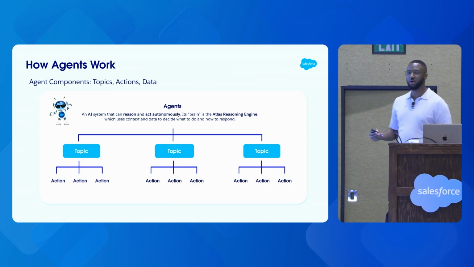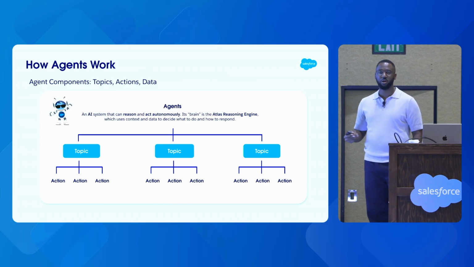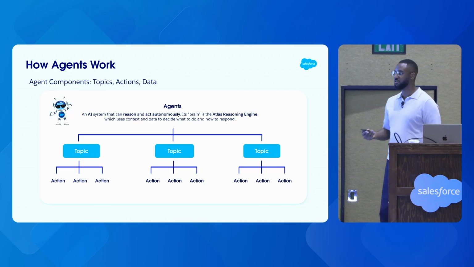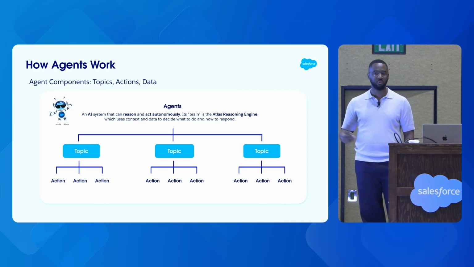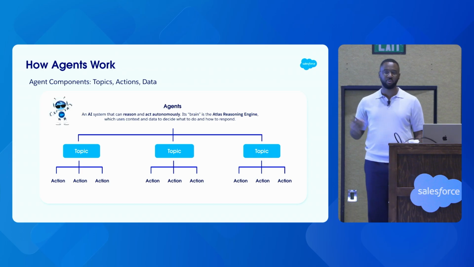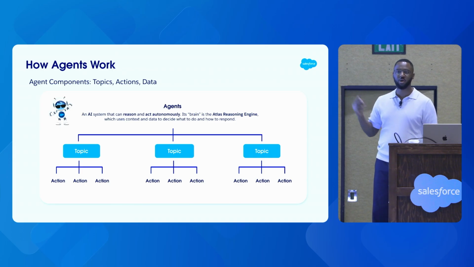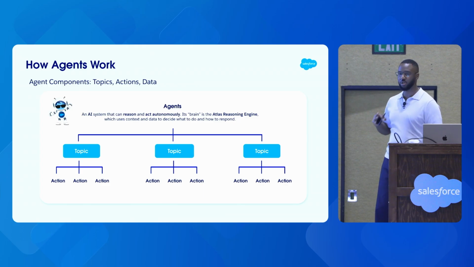And these are Apex methods, these are auto-launch flows, these are prompt templates that the agent can use to help solve the problem. So if it's reservation management, maybe you have an Apex method that sends a request to your booking management system so that you can modify, create, or delete bookings. All right? So that's Agentforce 101.